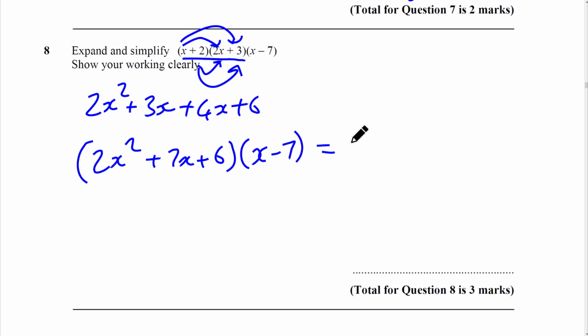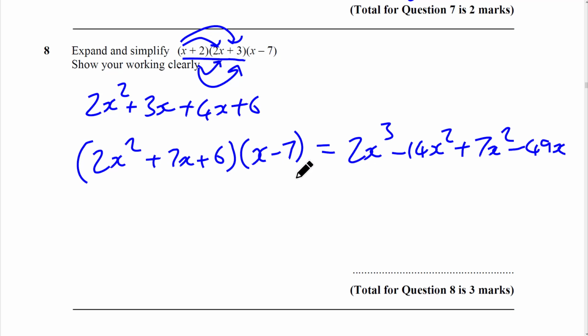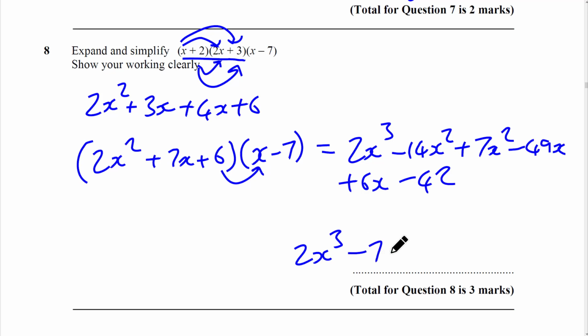So 2x squared times x is going to be 2x cubed, minus 14x squared, plus 7x squared, minus 49x. Yep, that's good so far. And the last one, 6x plus 6x and minus 42. We're going to simplify those terms. There's a 2x cubed, minus 14 plus 7x squared, that's minus 7x squared, minus 49 plus 6, that's minus 43x, minus 42. Do have your working, because students do lose a mark on these negative symbols.